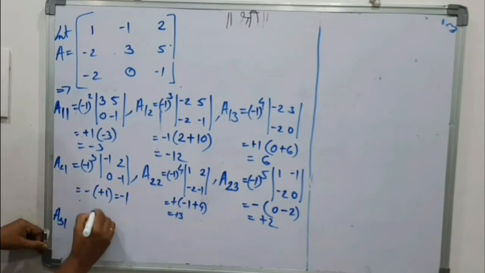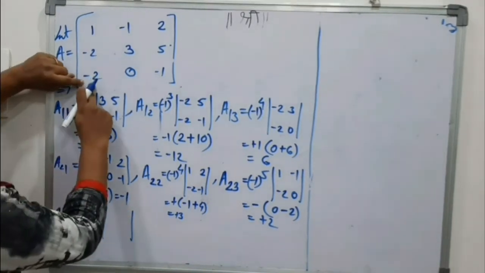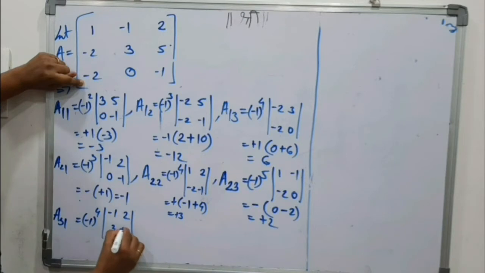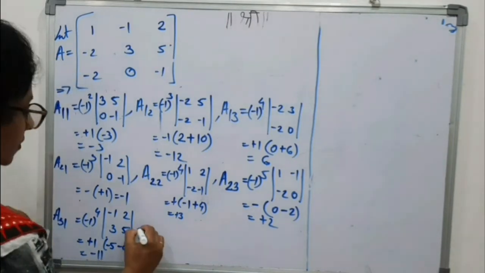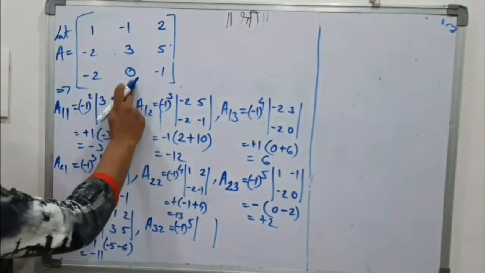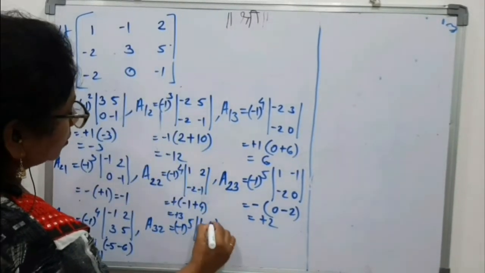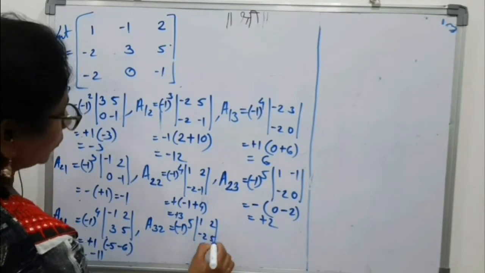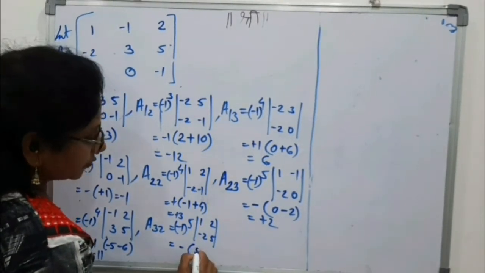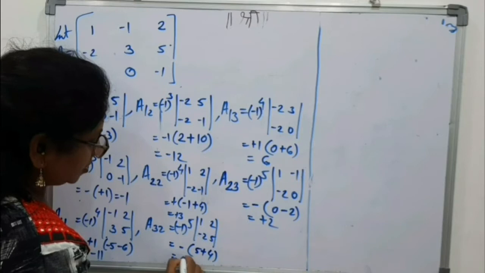Now the cofactor of this -2, that is A31. (-1) to the power 4. In the determinant, we hide this row and this column, and there remains -1, 2, 3, 5. Even power, so plus 1, in bracket -5 minus 6, that is -11. A32: (-1) to the power 5. Hide this column and this row: 1, 2, -2, 5. Minus 1 in bracket 5 plus 4, that is -9.